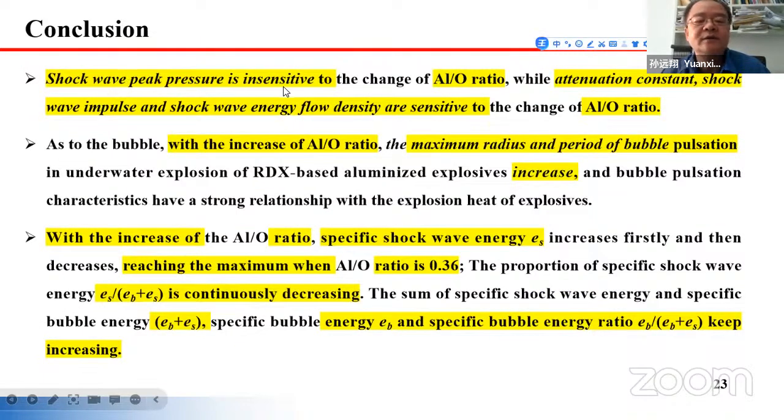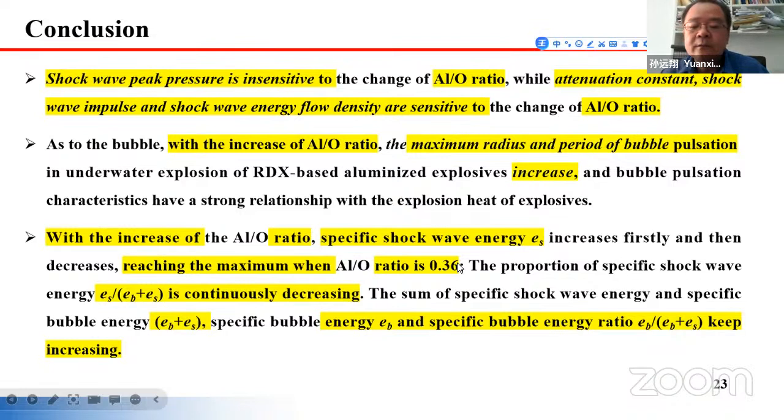The shock wave peak pressure is insensitive to the change of the ratio, while the attenuation constant, the shock wave impulse and the shock wave energy flow density are sensitive to the change of the ratio. As to the bubble, with the increase of the ratio, the maximum radius and the period of bubble pulsation increased. And with the increase of the ratio, the specific shock wave energy ES increased first and then decreased, reaching the maximum when the ratio is 0.36.